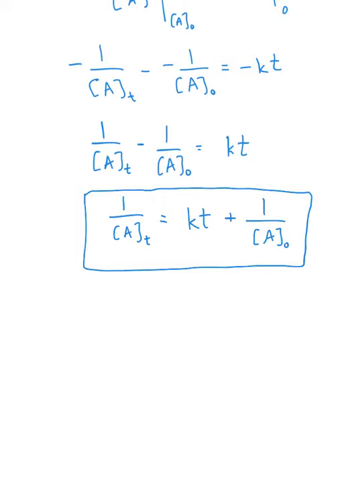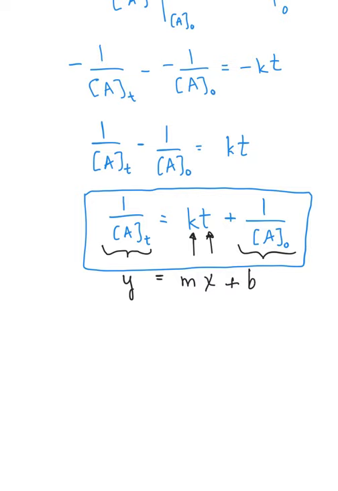Again, we can approximate it as a straight line relationship if we consider this whole term, 1 over A at time t, as our vertical axis. This term, just our rate constant k as our slope, time as our x variable, and the entire term 1 over A at time 0 as our intercept b.